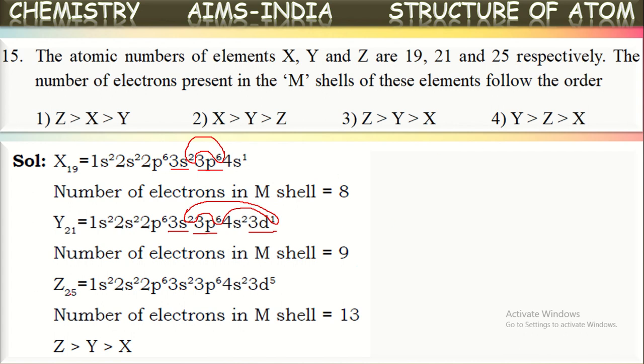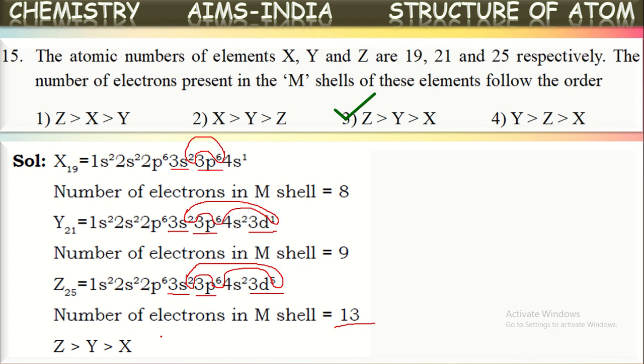Okay. Next, element Z. Atomic number is 25. If you write the configuration, we get 1s2, 2s2, 2p6, 3s2, 3p6, 4s2, 3d5. Then how many electrons are there in the third shell, that means the M shell? See how many are there: 2, 6, 5. Totally there are 13 electrons. Now which element has the greater number of M electrons? Z, next Y and then X. Okay, where is this correct answer mentioned? In the third option.